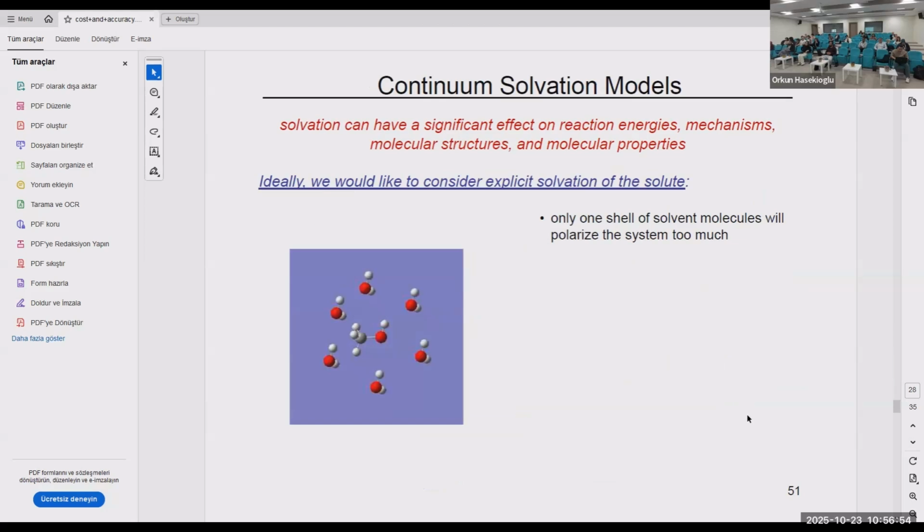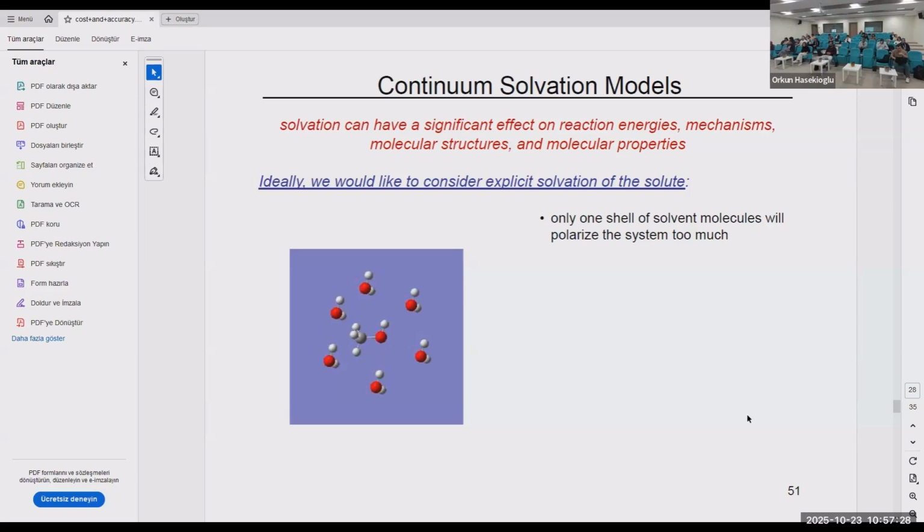And at the end, before I close the quantum mechanics topic, I would like to say that continuum solvation models are very important. And we did calculations yesterday with the water model, PCM. Solvation can have a significant effect on reaction energies, mechanisms, molecular structures, and molecular properties. When you do not add a solvent effect in your quantum calculations, it will be in the gas phase, right? So that's very unrealistic for biological systems.